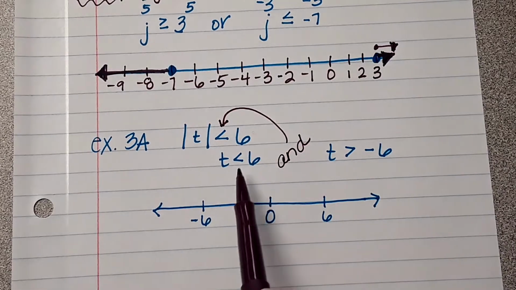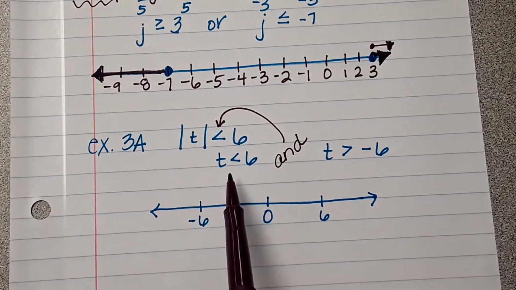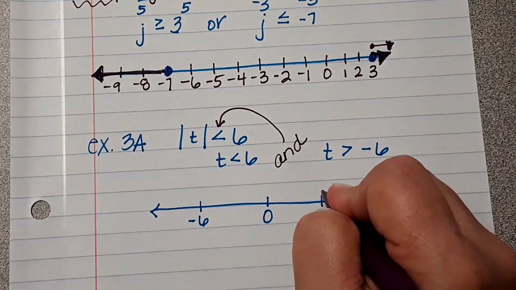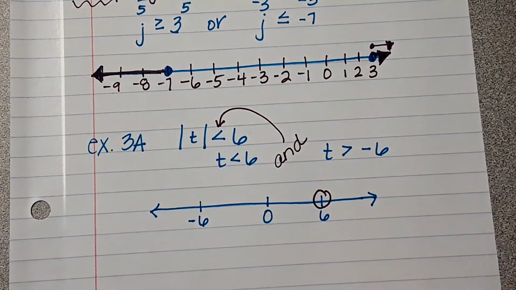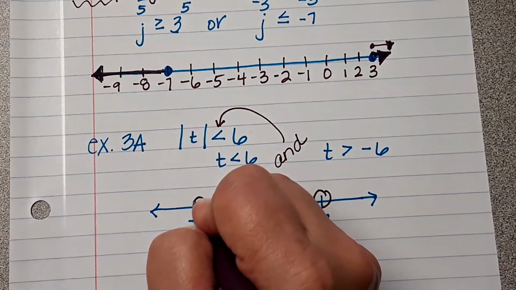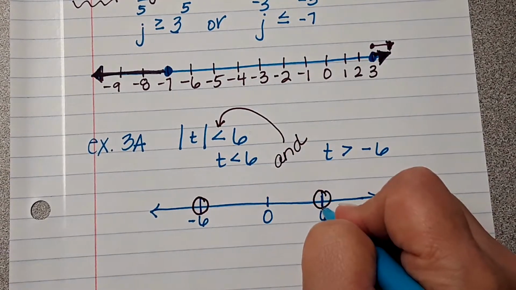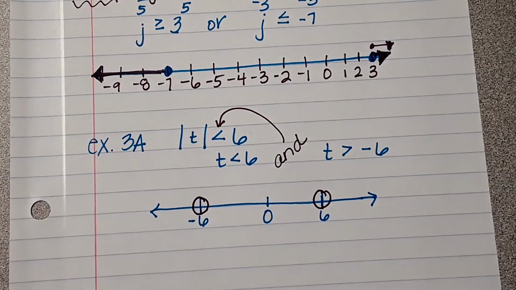So again, is 6 included in this solution set? So I'm going to put an open circle around 6. Is -6 included in the solution set? No. So I'm going to put an open circle around -6. And now what we have to decide is where to shade. So I'm going to show you why this is an and.